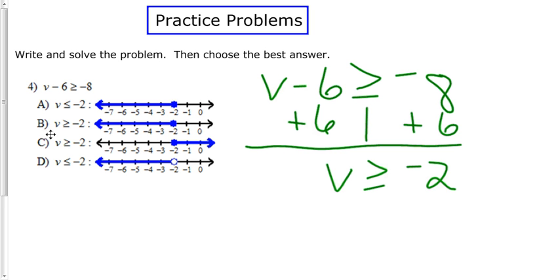Well, v is greater than or equal to negative 2. So I want to have a closed circle. And what numbers are greater than or equal to negative 2? Negative 1, 0, 10, and so forth. Everything here to the right. So C is the right answer. And that's how we solve one-step inequalities.